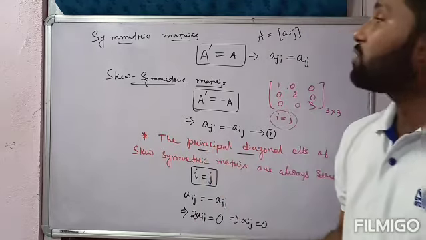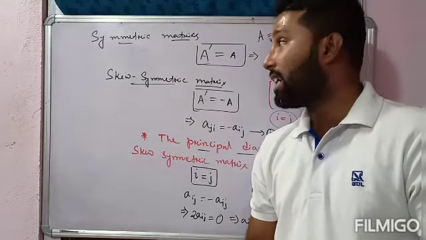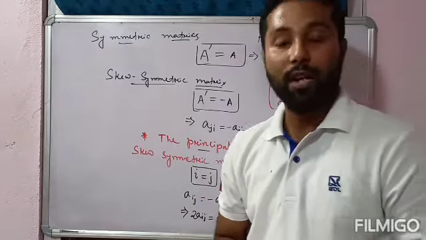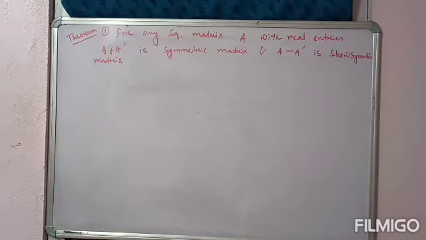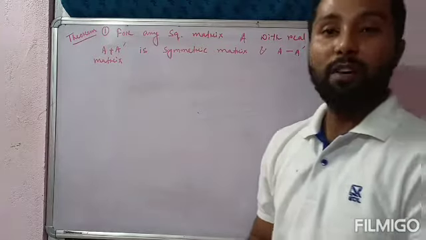Okay, so this is all about symmetric matrix and skew symmetric matrix. Now there are some properties. Now I will discuss the properties one by one. So let us discuss the theorems. This is the first theorem.